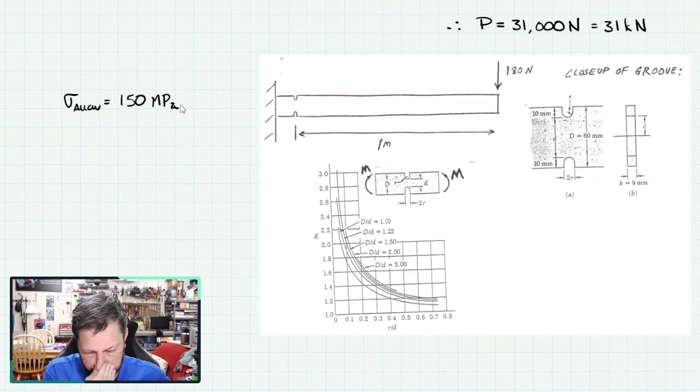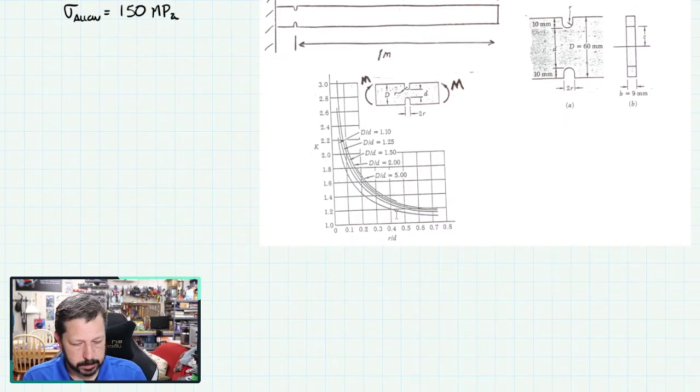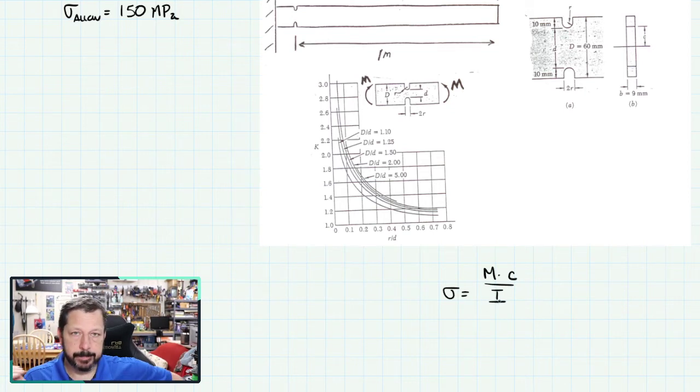Everything else is labeled on here. All right, so this would be like a beam that has a flexural stress, and we're going to calculate that. So that would be sigma equals M times c over I.